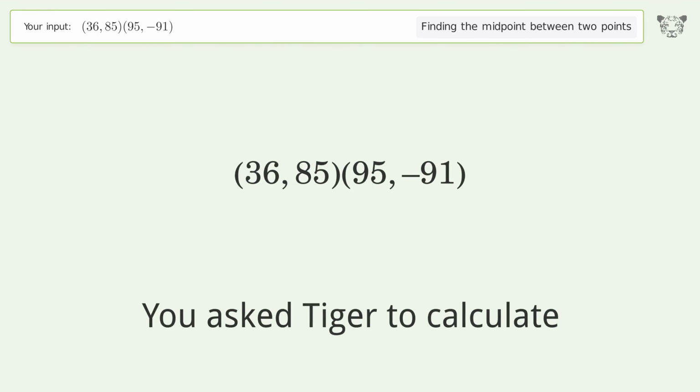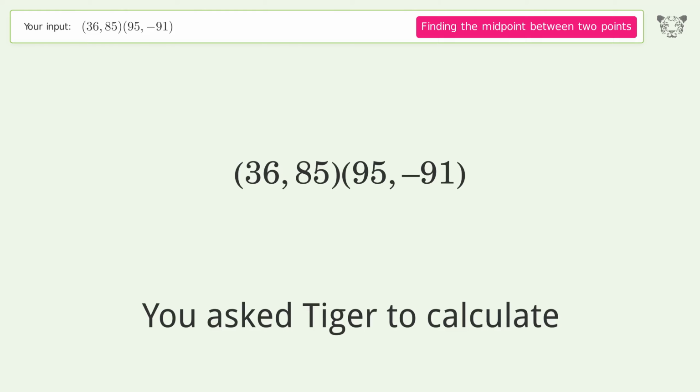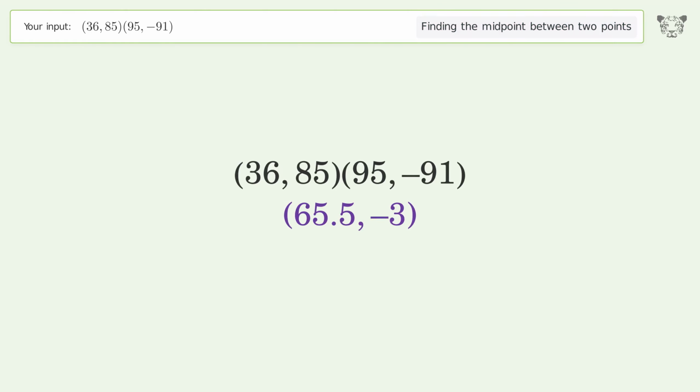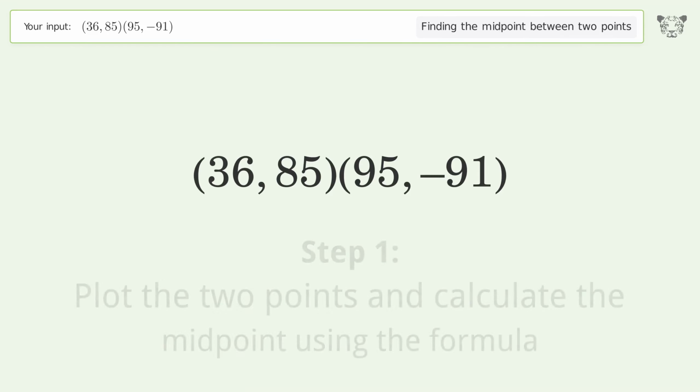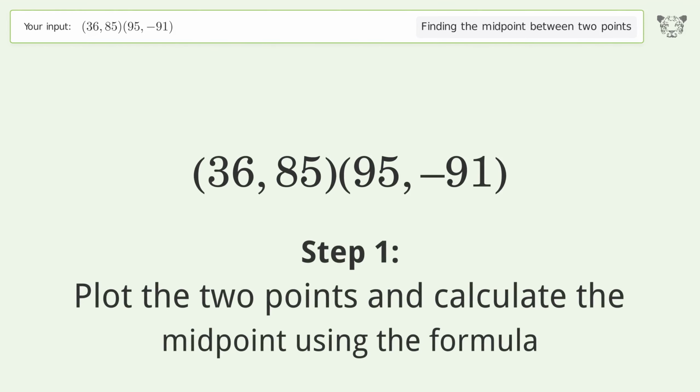You ask Tiger to calculate. This deals with finding the midpoint between 2 points. The midpoint between the 2 points is 65.5, -3. Let's solve it step by step. Plot the 2 points and calculate the midpoint using the formula.